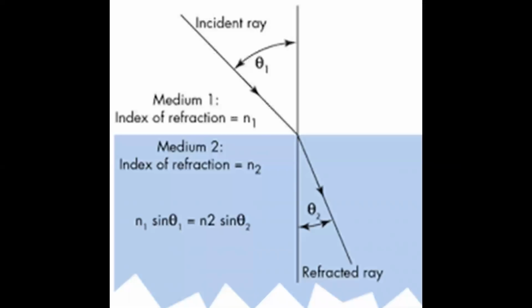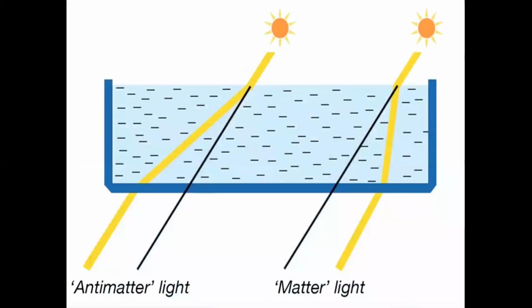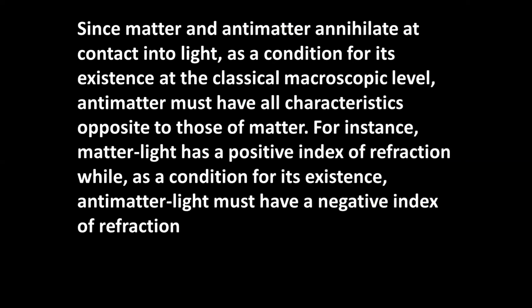So we understand how light refracts through different mediums, right? You can have space, atmosphere, water, density, etc. We understand these things. But one of the things that we are starting to learn now is the principles of antimatter light. And this is revolutionary. The fact that even antimatter light can be detected is amazing, since matter and antimatter annihilate at contact into light.